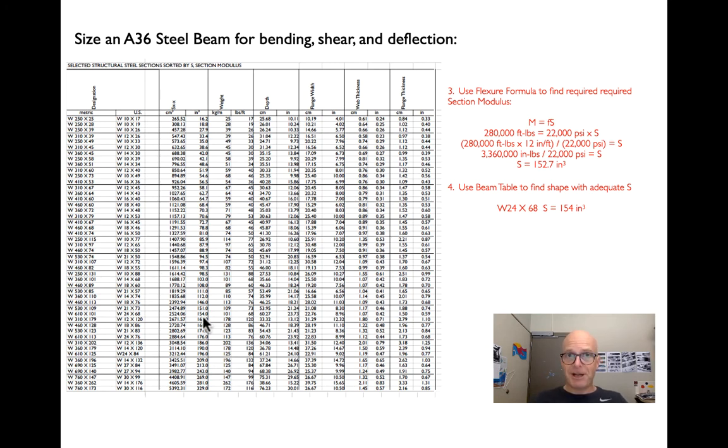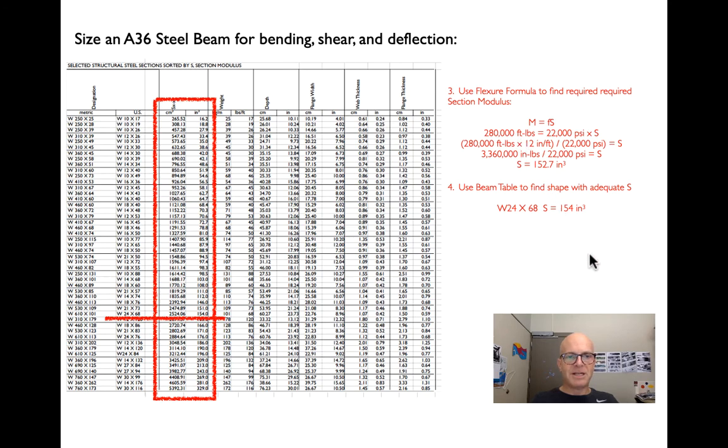It is just greater. And so we're going to be particularly keen to make sure that when we throw the weight of the beam itself into the equations, we're not overloading the beam's capacity. But taking just the live load into consideration, a W24 by 68 will work. It has a section modulus of 154, and we're trying to get a section modulus greater than 152.7. Here's our beam. Our first attempt at a beam is the W24 by 68.